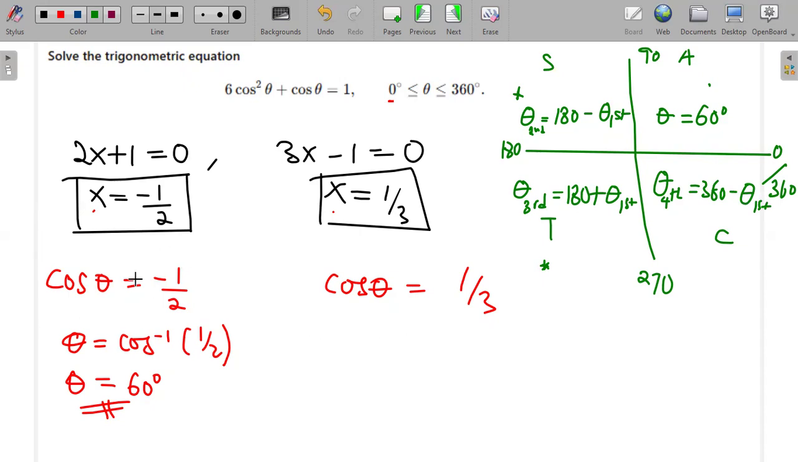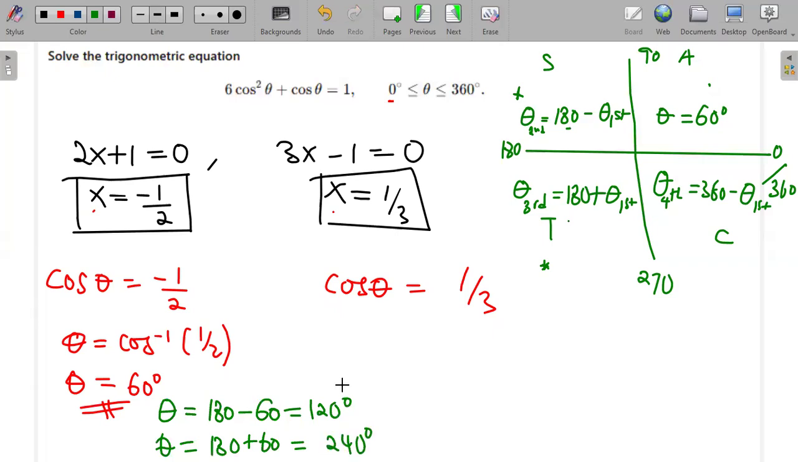From here, I'm going to get 2 values for the angle, and I'm going to use these formulas here because the cos there is negative. The first angle, in the second quadrant, will just be 180 minus the one in the first quadrant. So this gives me 120 degrees. The other one will be 180 plus 60, which will give me 210. Is it 240? Yeah, 240, not 210, sorry. So that one will give me 240 degrees. These here are the angles coming from this one.